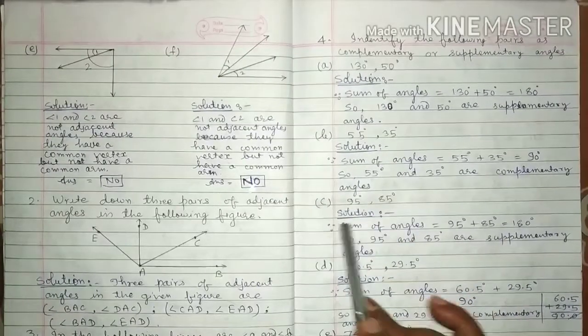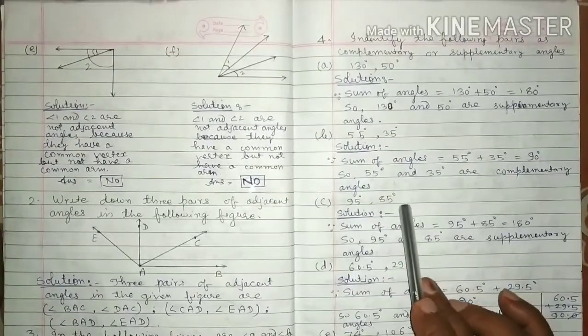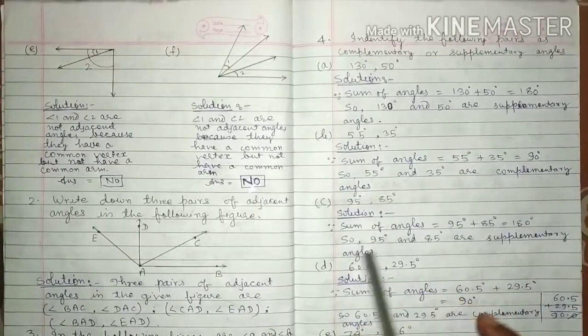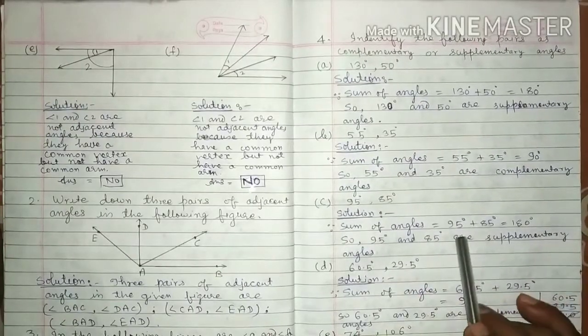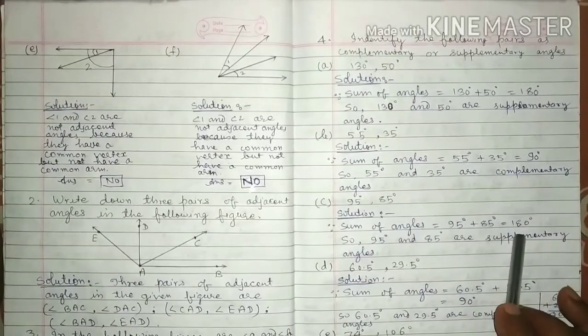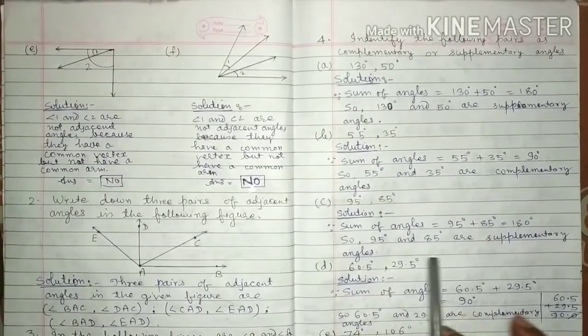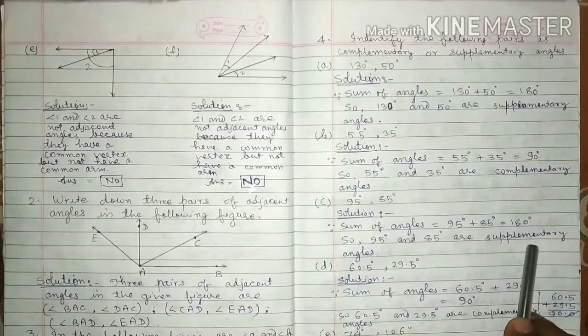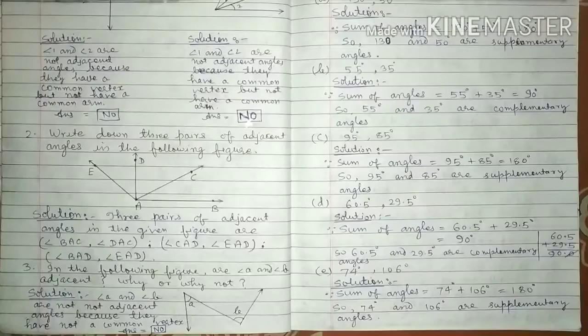Now question number C. 95 degree, 85 degree. For the solution of this question, we write sum of angles equals to 95 degree plus 85 degree. This equals to 180 degree. So 95 degree and 85 degree are supplementary angles.